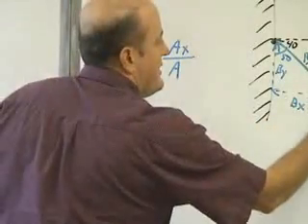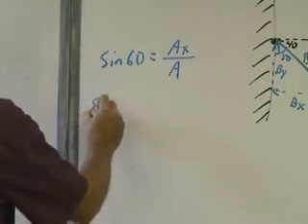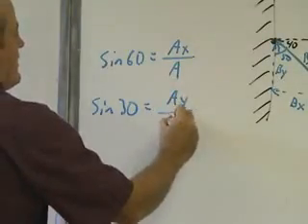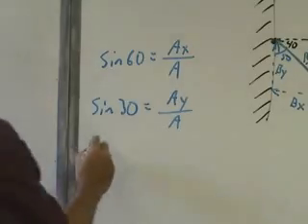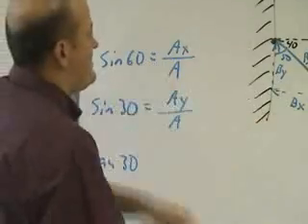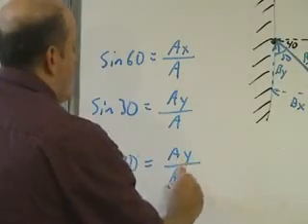So this one has to be 30. I can write sine of 30 is equal to ay over a. I can write tangent of 30, what's that going to be? Opposite over adjacent is equal to ay over ax.